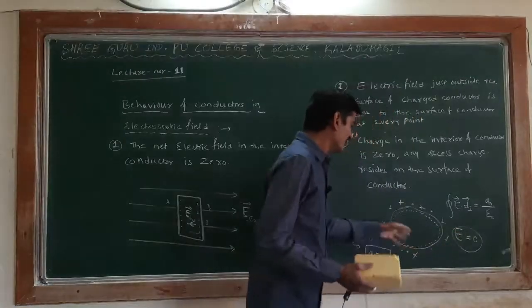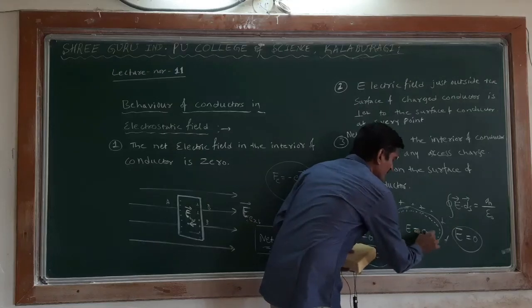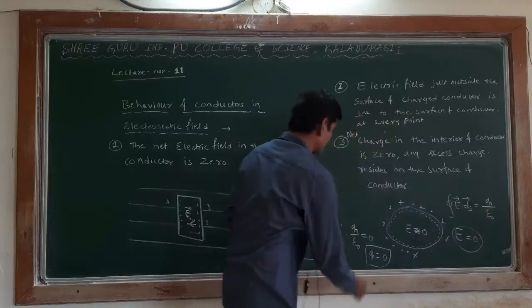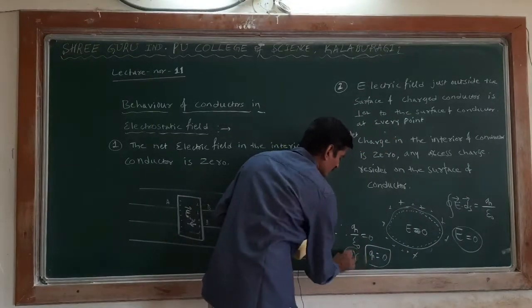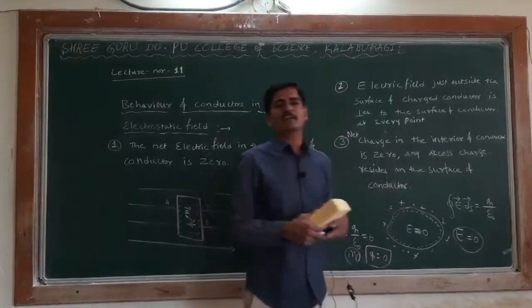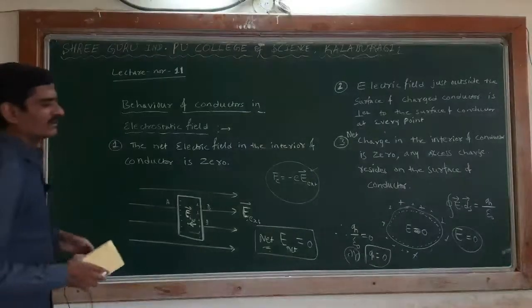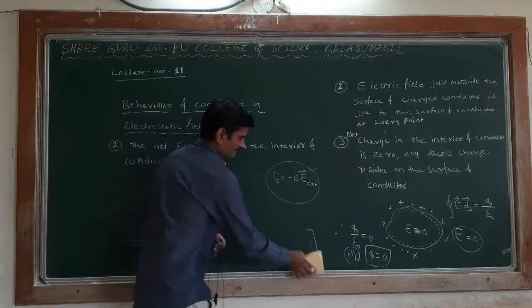And we know that the electric field in the interior of the conductor is 0, that is, E is equal to 0. So if E is equal to 0, then the same thing becomes 0. So q divided by epsilon naught is equal to 0, or q is equal to 0. That is, the net charge in the interior of the conductor is 0, and any excess charge resides on the surface of the conductor. Okay. So next point.